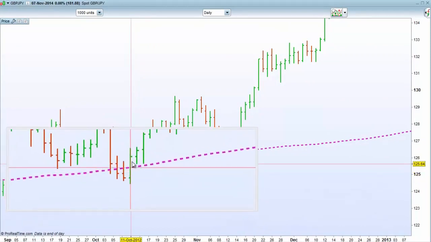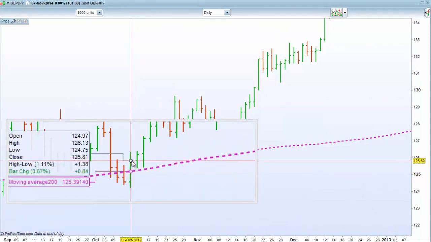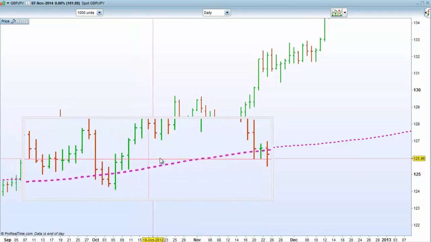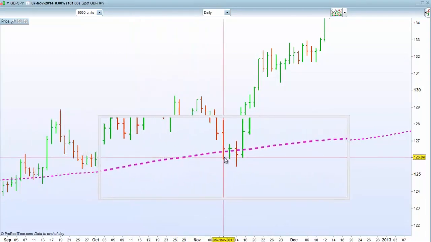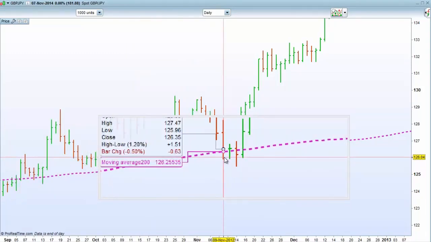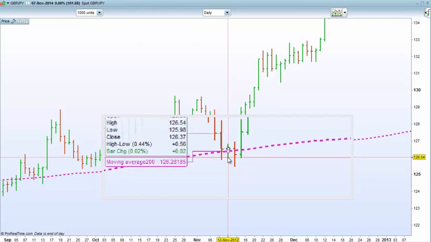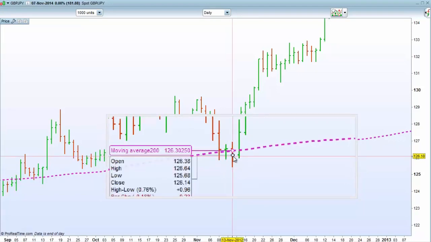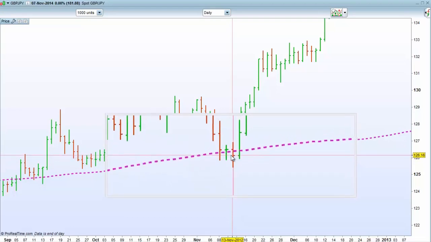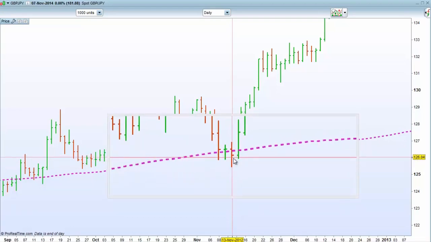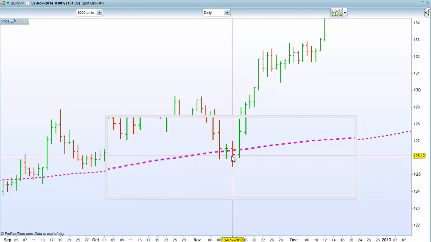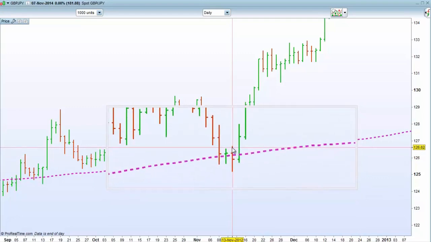So again, notice on this day we got long, market on close at 125.81. And then over here on this day, we don't go below 125.81, so we're still in. We don't get below 125.81, so we're still in. But this day, the low is 125.68, so we get stopped out on this day. We close below, so we get short market on close, and our stop is the high of this day.